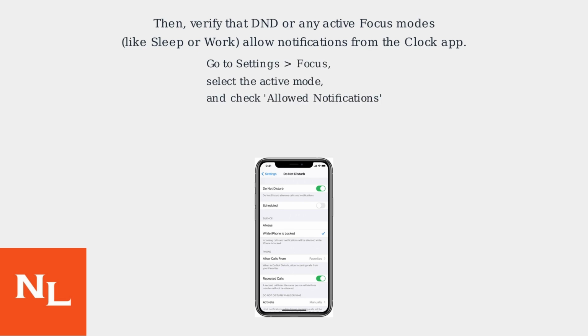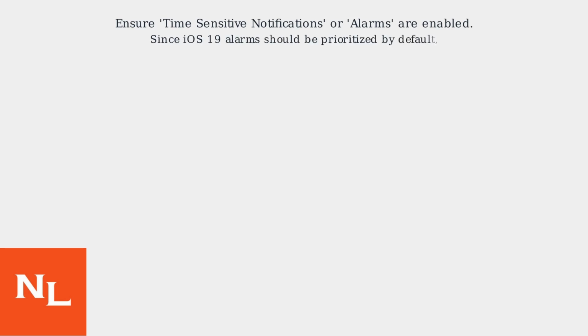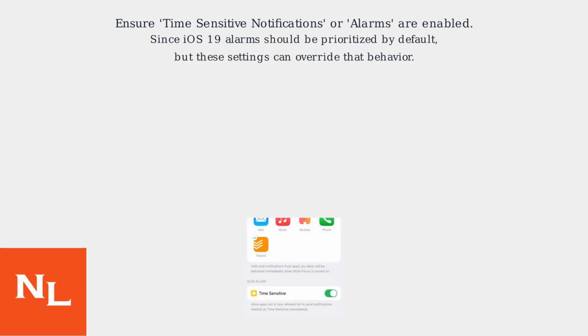Go to Settings, Focus, select the active mode, and check Allowed Notifications. Ensure Time Sensitive Notifications or alarms are enabled. Since iOS 19, alarms should be prioritized by default, but these settings can override that behavior.